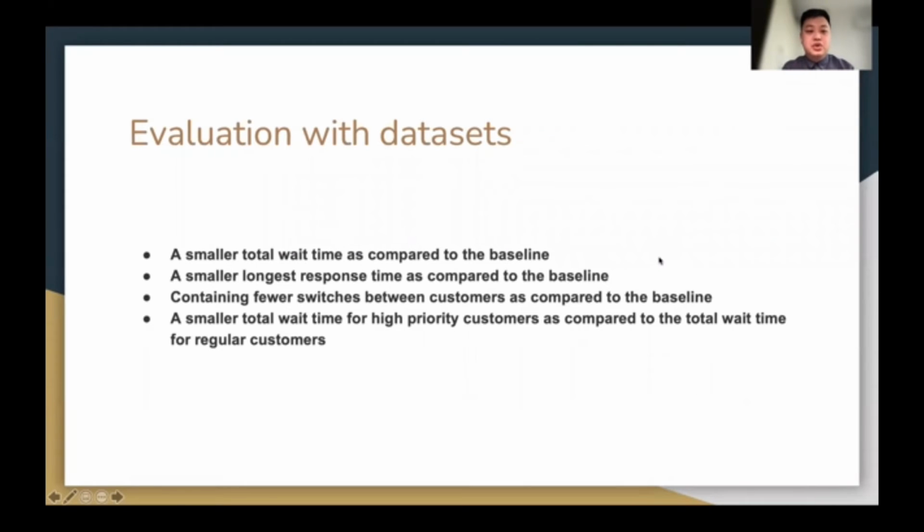In this session, we made a comparison between our scheduler and the baseline scheduler to evaluate the performance of our algorithm. In this evaluation, these are the 4 indicators here. Now let's have a look at the performance.